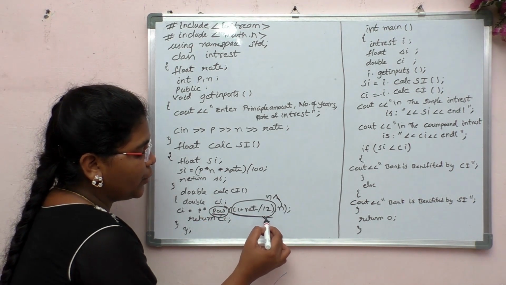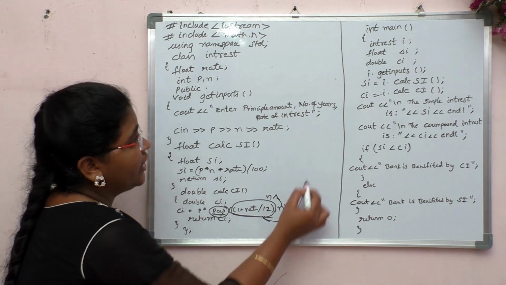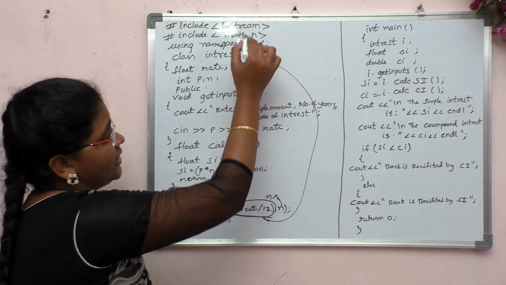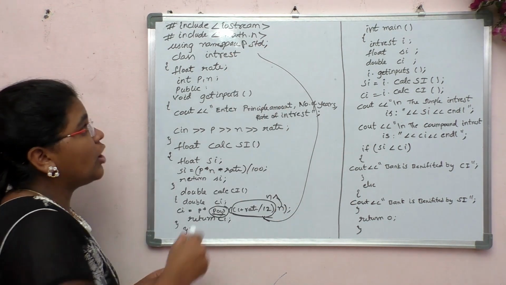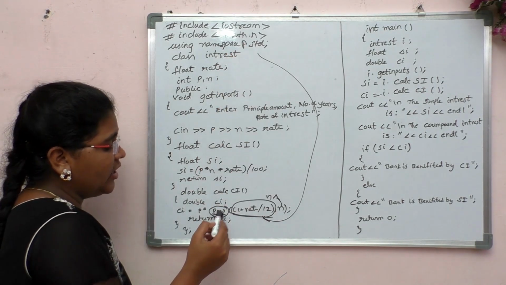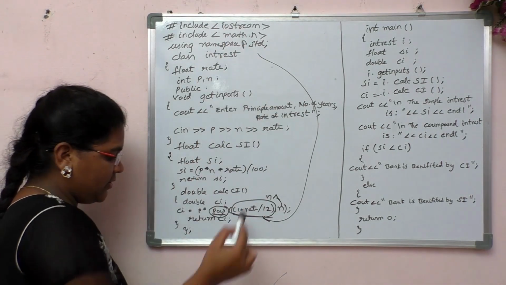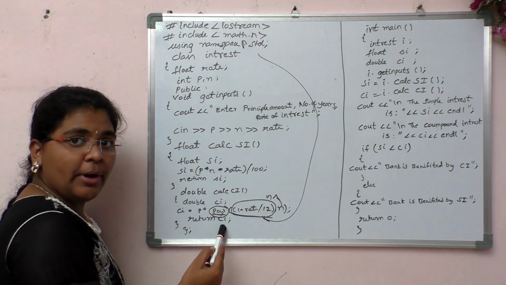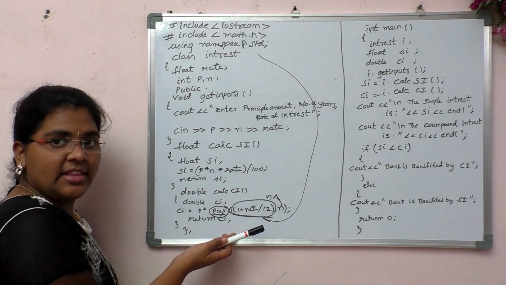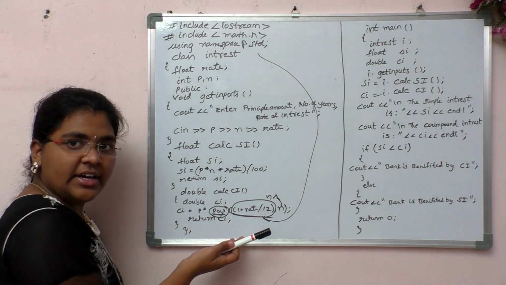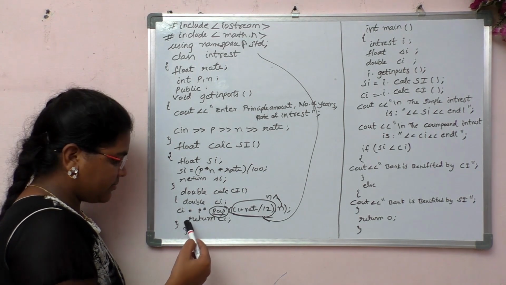So to declare the power we use math.h here. So math.h is used to call the power, which is in the library function. And next, return compound interest. So to terminate the calculating of the compound interest we use the return.